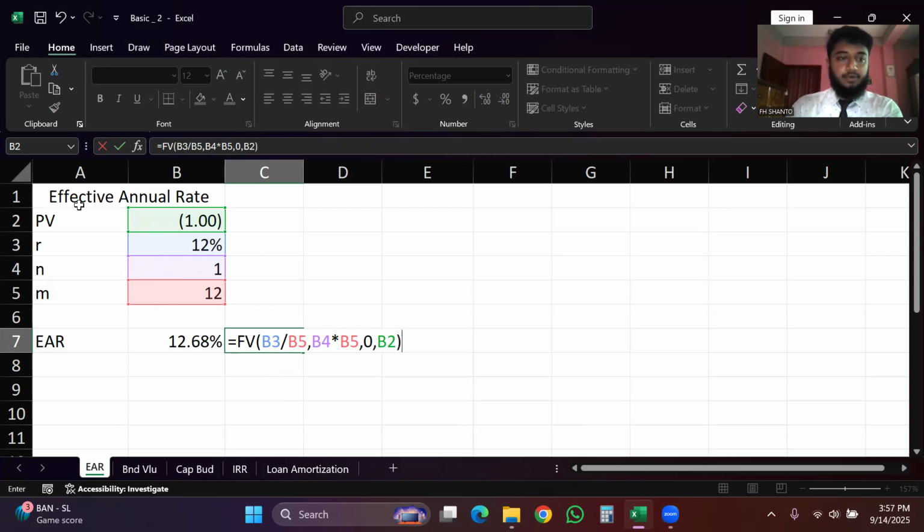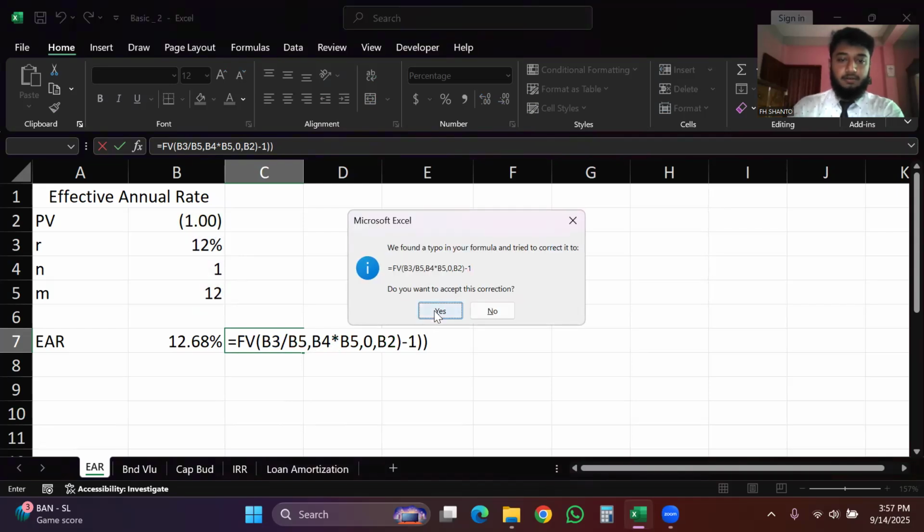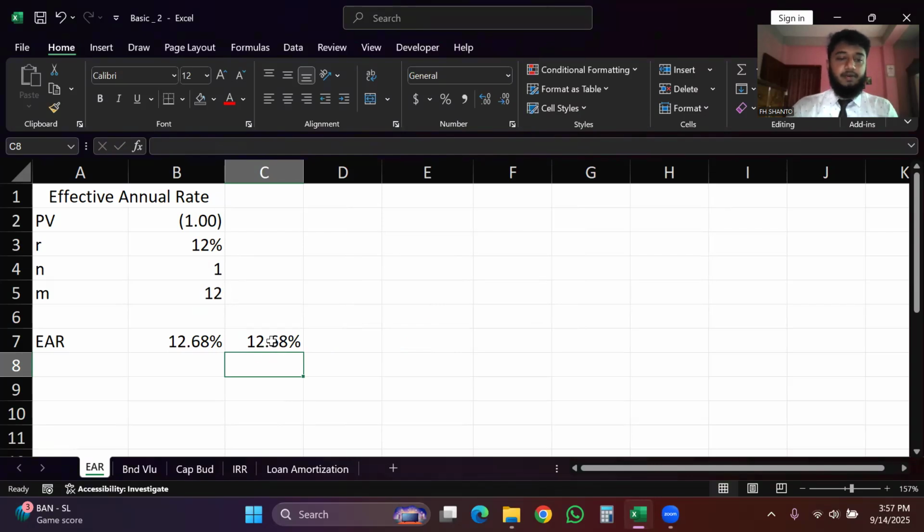And for this effective annual rate calculation, right here we have to subtract 1. Closing the second bracket. After pressing enter, we find out the actual value.